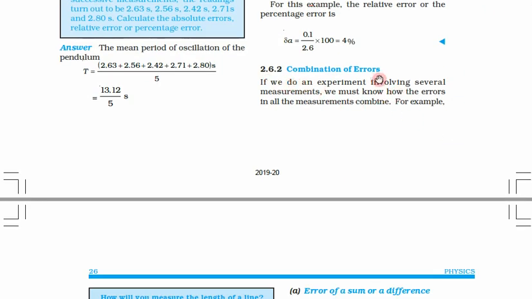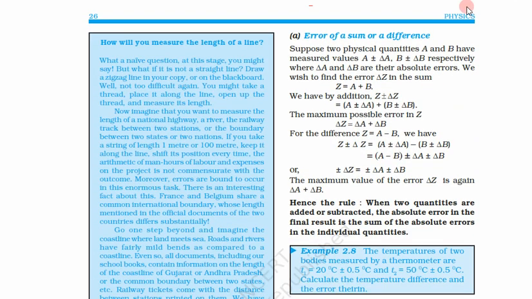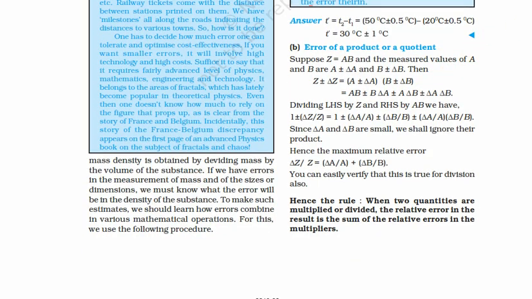Next topic is combination of errors. Suppose instead of one error we have different measurements. If we do an experiment involving several measurements, that means there is not a single measurement but multiple measurements, we must know how errors in all measurements combine. So there is an example. We have mass density. Mass density is obtained by dividing mass by the volume.